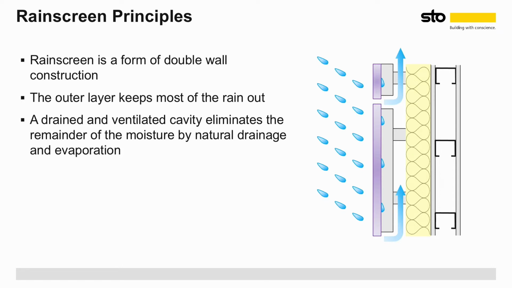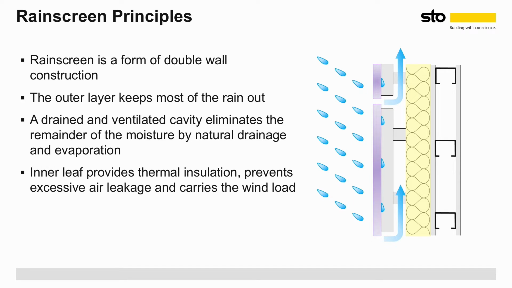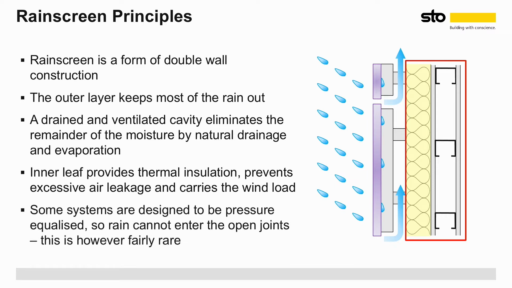The cavity creates a natural chimney effect, pulling the air through from bottom to top. The inner leaf provides thermal insulation, prevents excessive air leakage, and carries the wind load. Some systems may be designed with pressure equalization, whereby the positive air pressure in the cavity prevents water blowing into the joints. These systems are fairly rare, and a limited form of this effect may also be experienced with drained and vented systems, albeit not intentionally designed in.